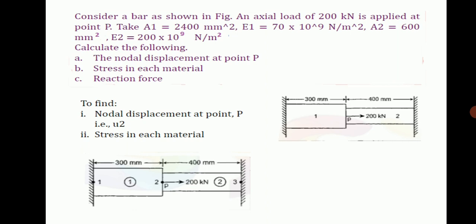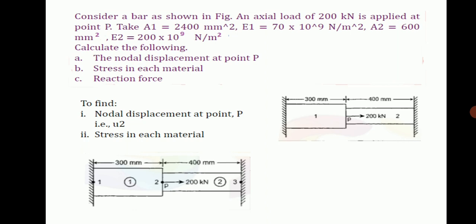We want to calculate the following. First, we want to find the nodal displacement at point P. The second one is the stress in each material. And the third one is the reaction force. So what we want to find is the nodal displacement at point P. Point P is acting at the second node, so we want to find U2. Then the stress in each material and also the reaction force.